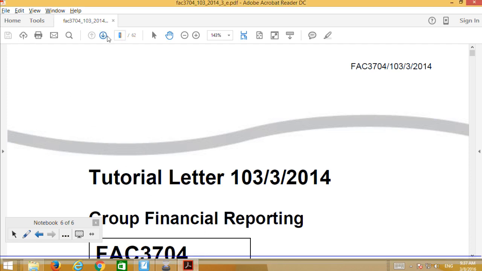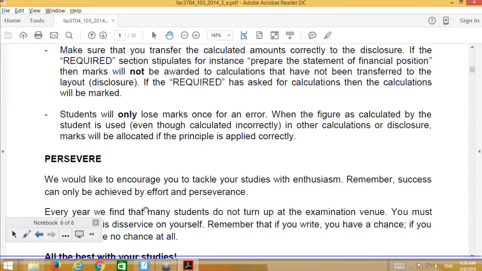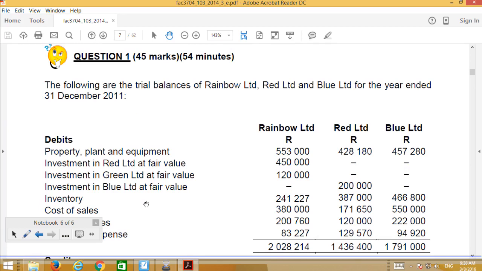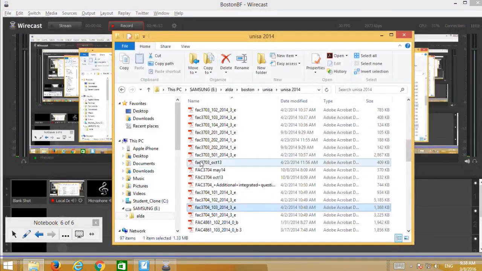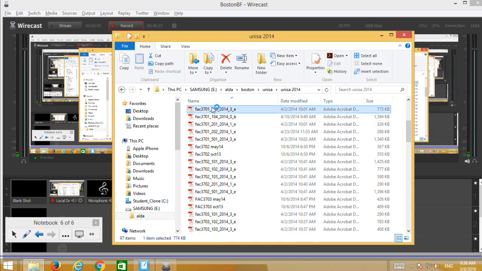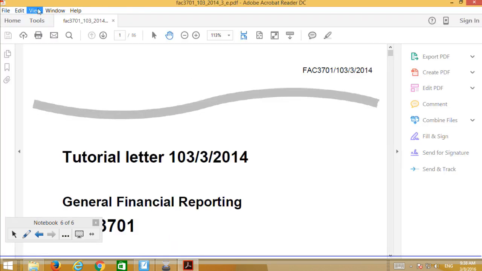So the first page that you have there is page 6, 7, page 6. All right, so you'll see that. And now, question 1, rainbow red. Oh, I opened the wrong one. Sorry about that. This one that I want to open.